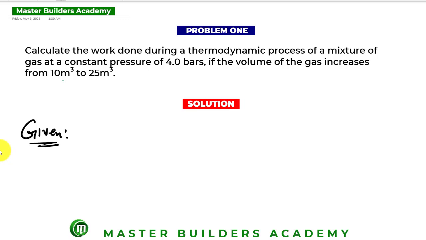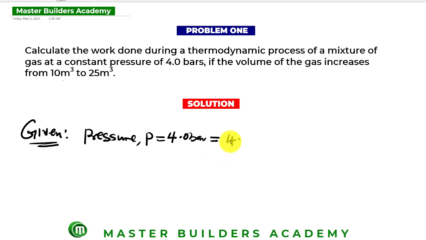All right, so we start by, given that, the first thing that we are given here now is pressure, and the pressure is given as 4.0 bars. One of the things you must understand is that one bar is equivalent to 10 raised to the power of 5. So we don't solve in bar. Most often we solve in Newton meters, so we'll convert this.